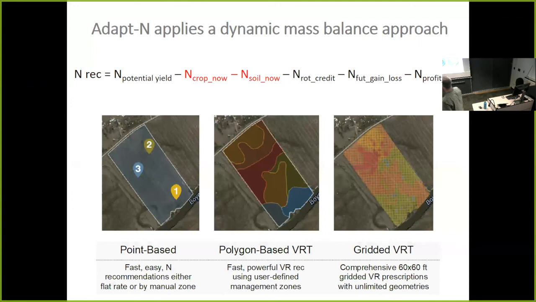The components that use the historical simulation, like the losses, the future mineralization, also temperature, it's very hard to predict what will be soil temperature in 3 months from now. So it's based on long-term simulation of historical data.